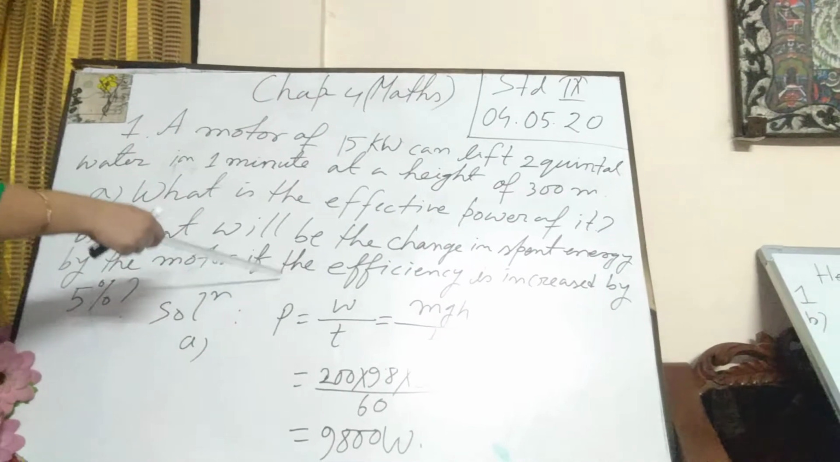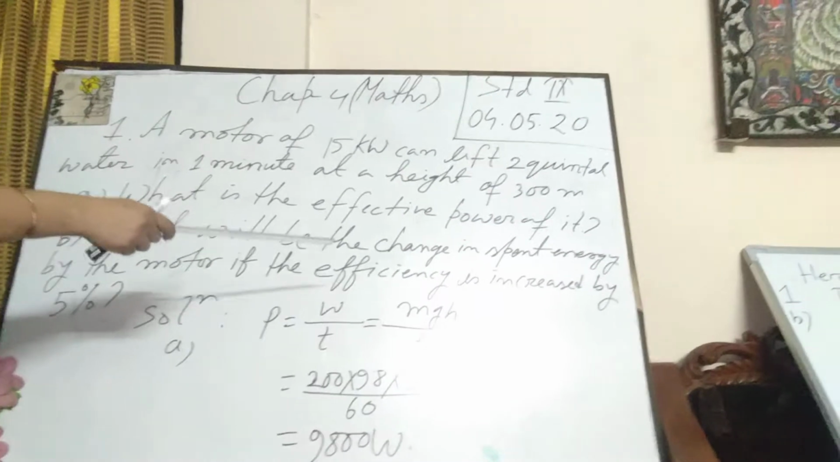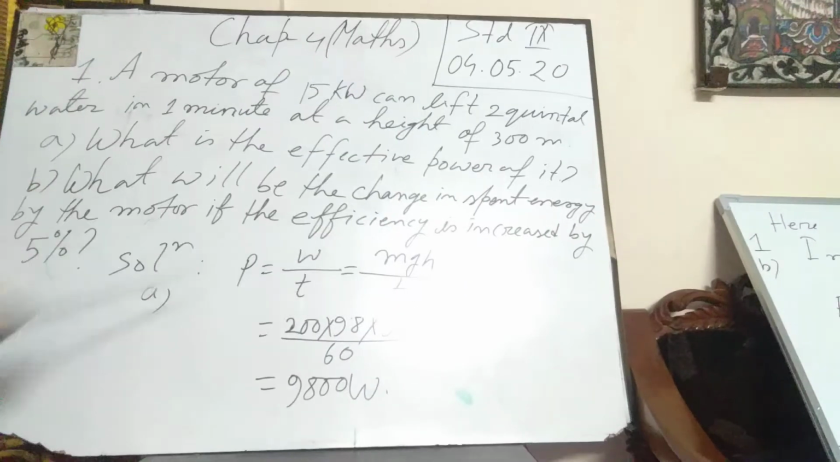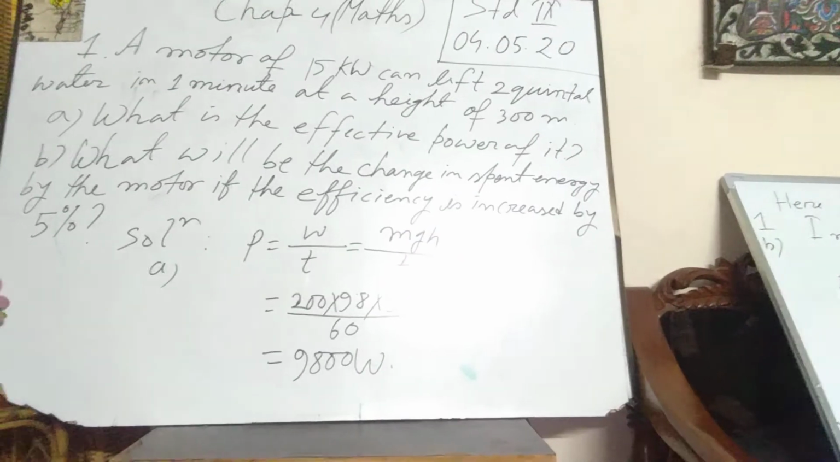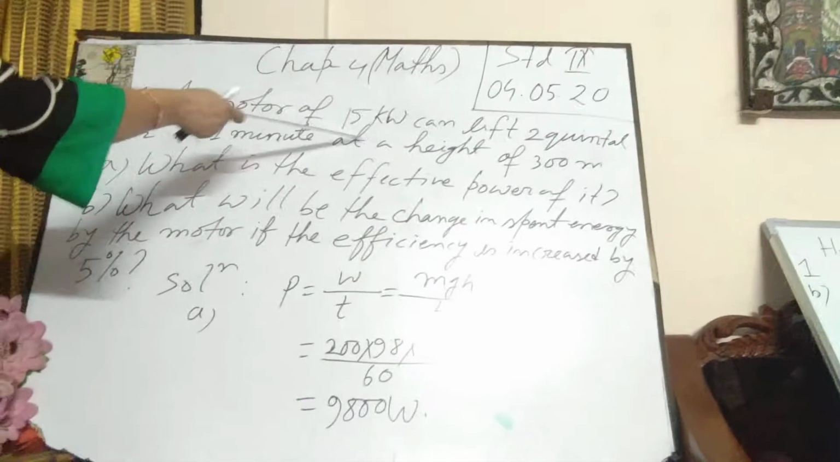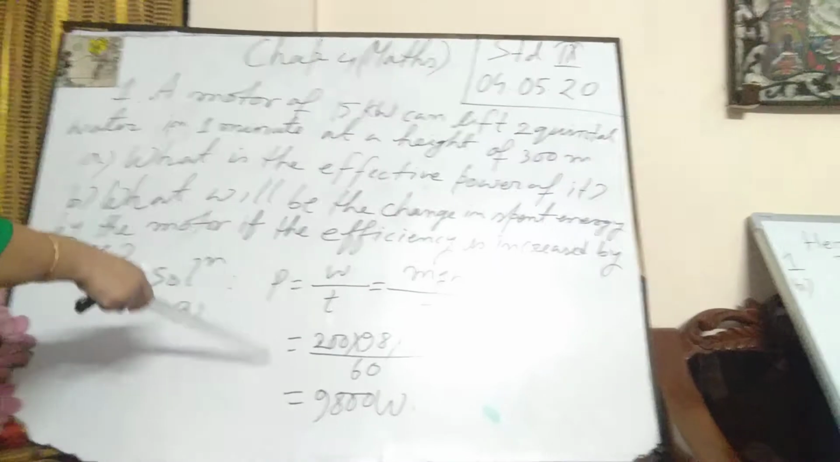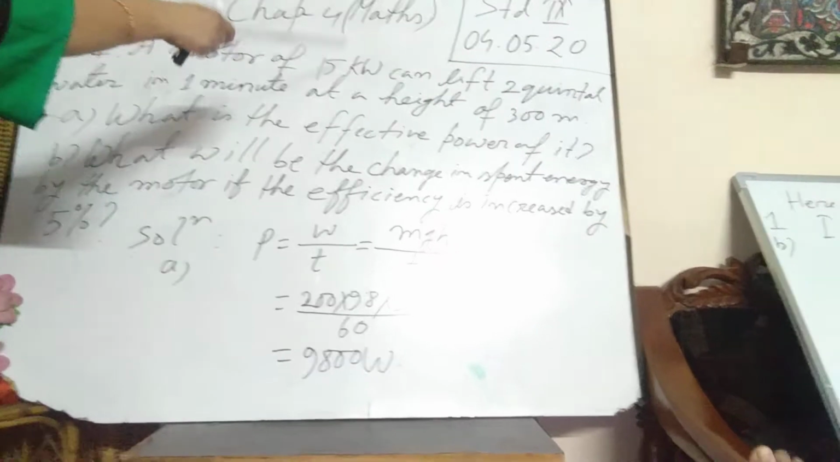Here work equal to what? Work equal to mgh, divided by time. Here what things are given in the math? The input power is given, but here we don't need input power. We have to find output power.